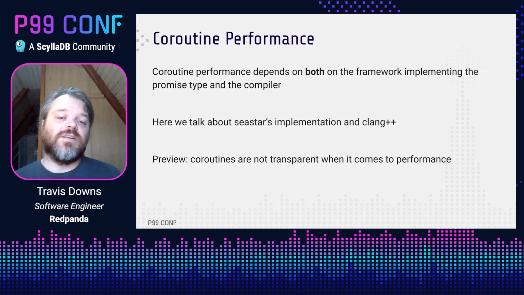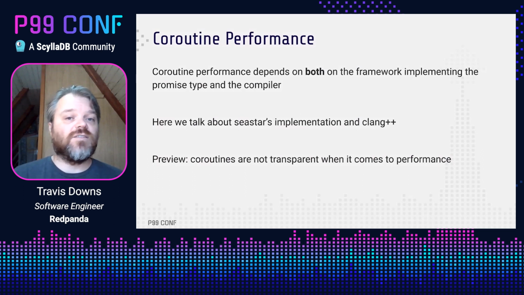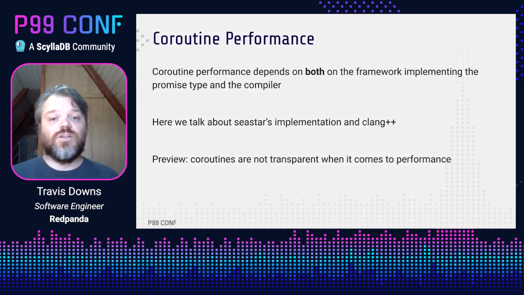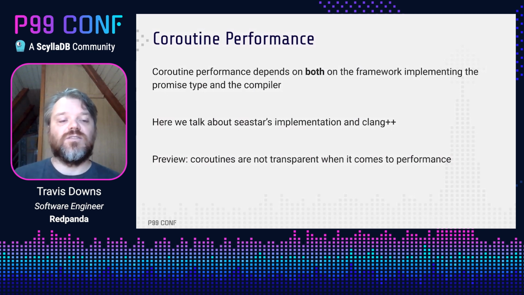So just like the implementation of coroutines is split between the framework and the compiler, performance is going to depend on both. So what I'm going to talk about here is Seastar's implementation and mostly Clang. The numbers are from Clang 16, although they haven't changed much going back 3 or 4 versions. And of course, they are from Seastar. So if you have a different promise or future implementation, you might get different numbers, and the compiler may also make a difference. Though we have used GCC extensively in the past, and we haven't noticed a giant difference.